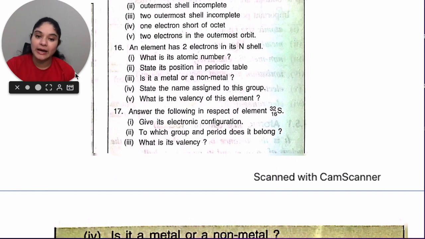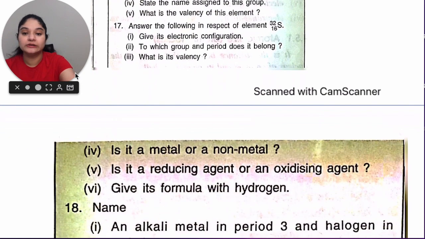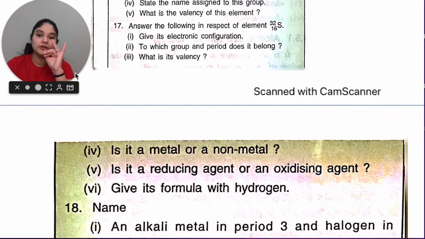To which group and period does it belong? Since it is 2, 8, 6 with 6 in the outermost shell, it will belong to the 16th group and the third period, because it has 3 valence shells, third period. Now the next is, what is its valency? Since it has 6 in the outermost shell, 2, 8, 6, it will need 2 electrons to attain the stable electronic configuration. So the valency is 2.